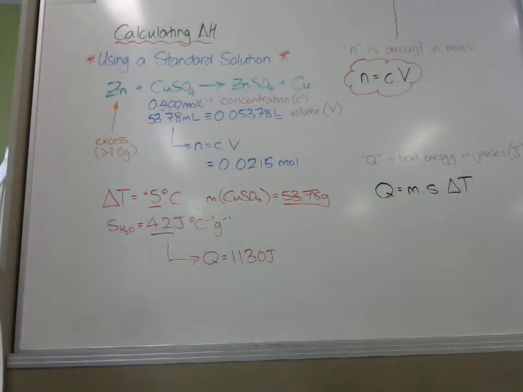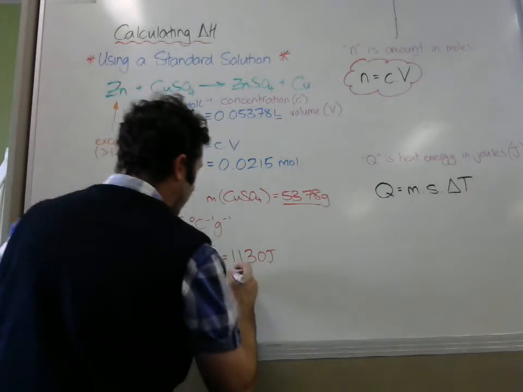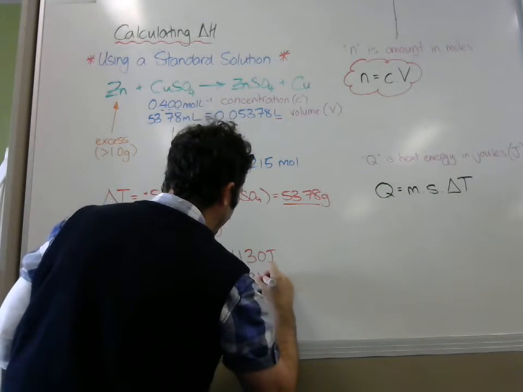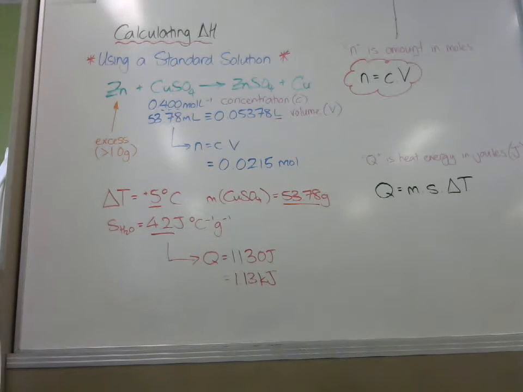Now, we should know the difference between kilo and milli and all those sorts of things. We want it in kilojoules, so I'm going to change it into kilojoules. If it's 1,130 joules, how many kilojoules is it? 1.13 kilojoules. Awesome.